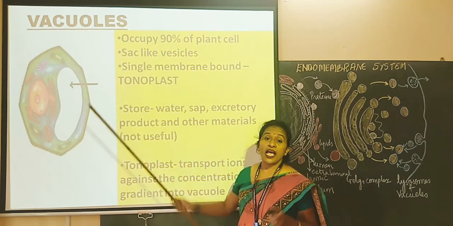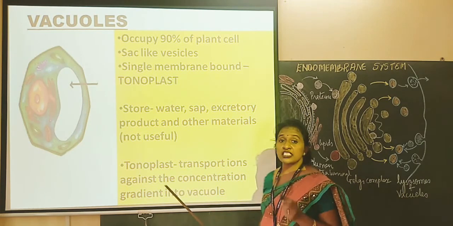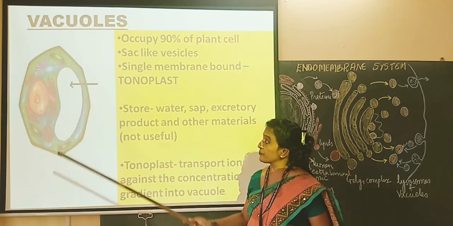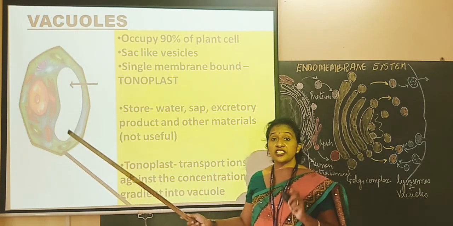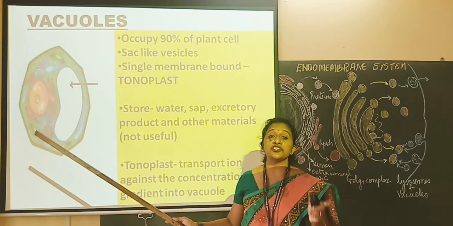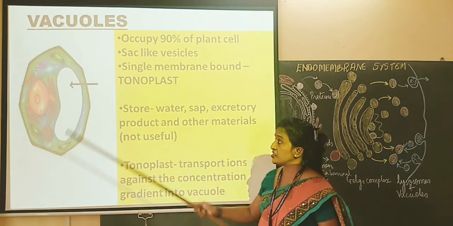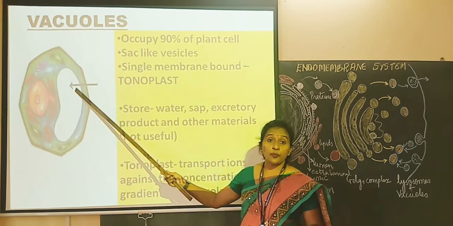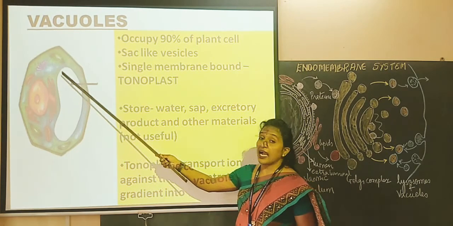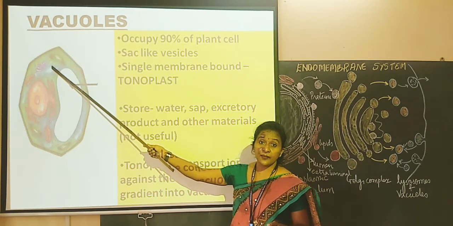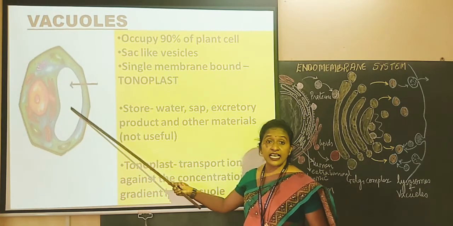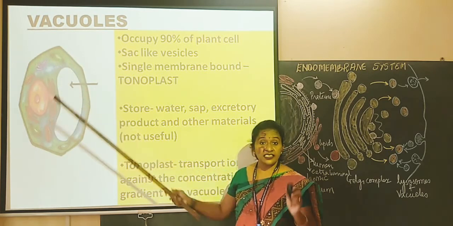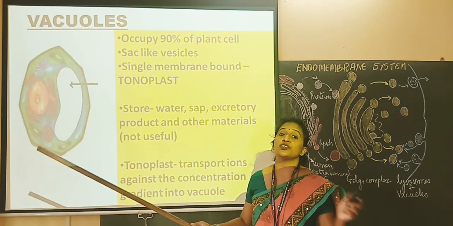The tonoplast plays a very important role in transporting certain ions against the concentration gradient. Against the concentration gradient means from a region of lower concentration to higher concentration, so it requires ATP energy. Here the tonoplast of the vacuole will take the ions that are not required by the cell and take them forcefully inside with the help of energy. So though the ions are less in the cytoplasm, it will still carry out the transport.